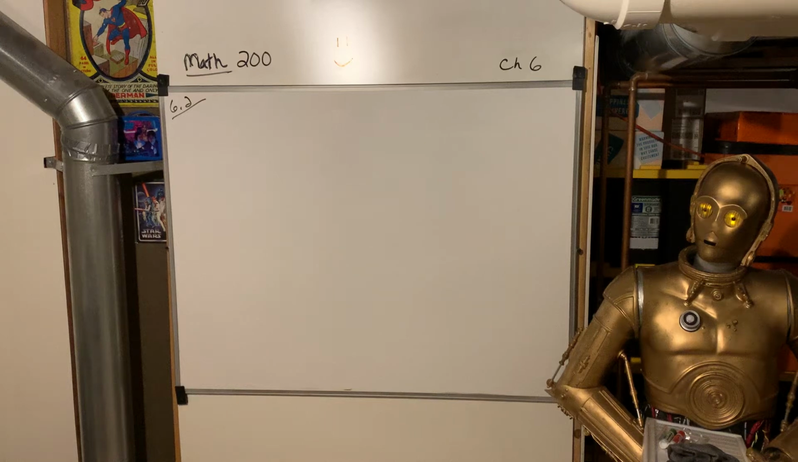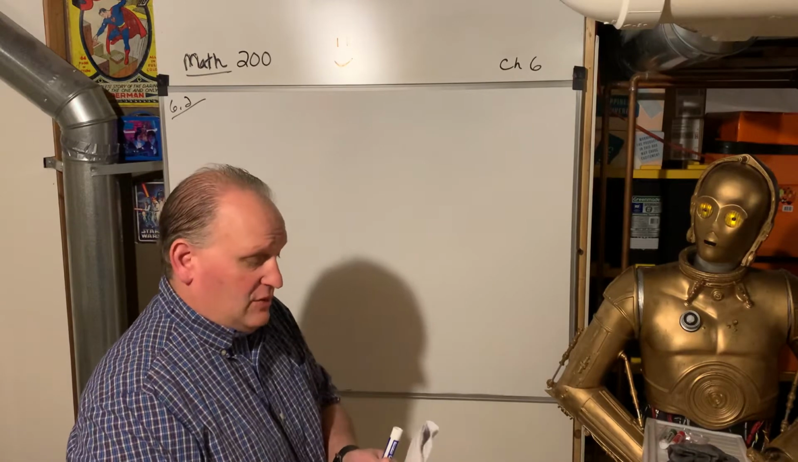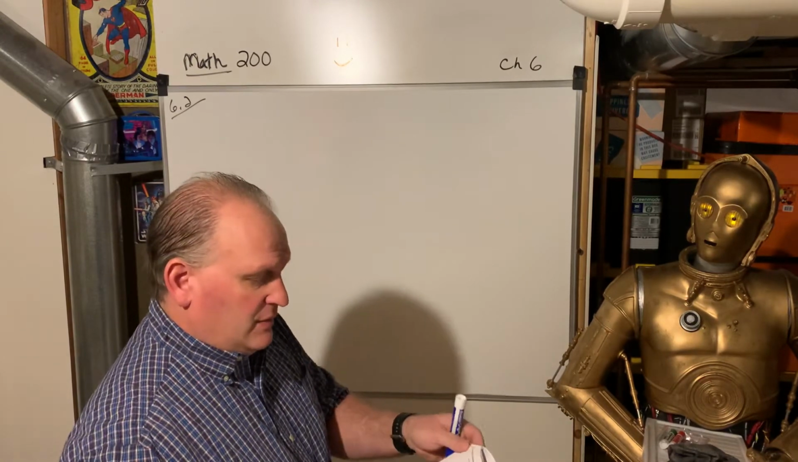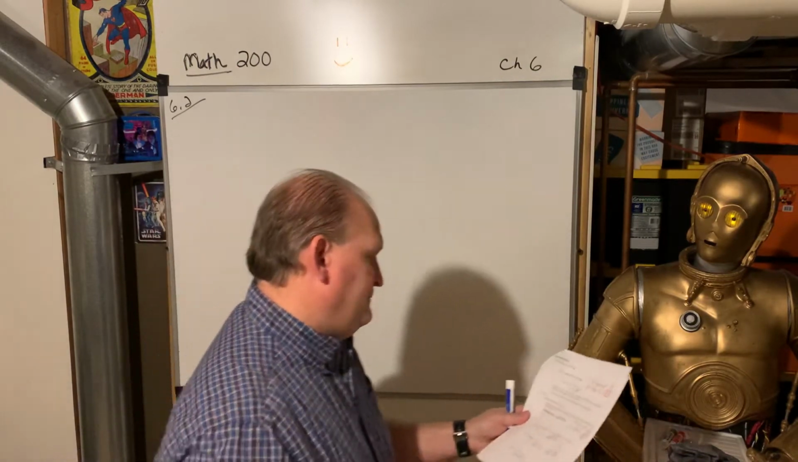Okay, we're back. This is Math 200. We're looking at Chapter 6. We're factoring trinomials, and specifically we're in 6.2. So that's page 4 on your note packet.